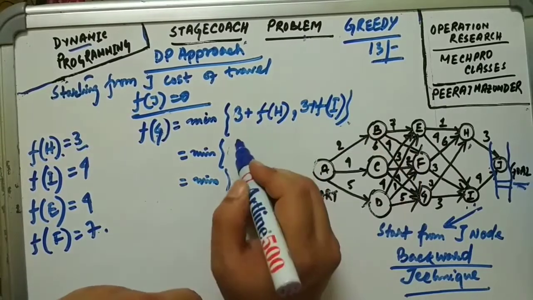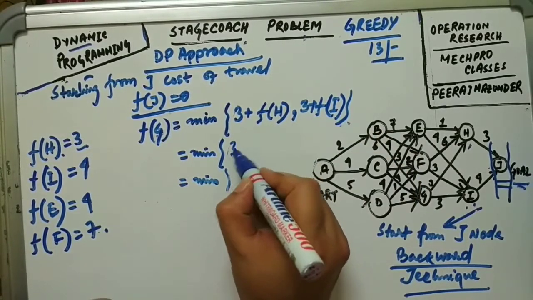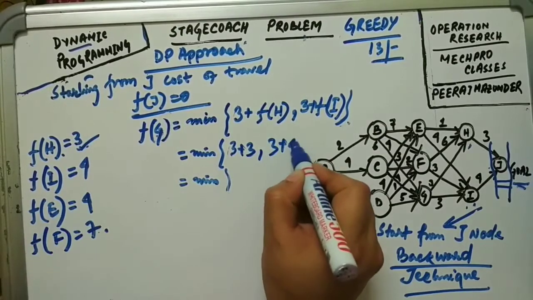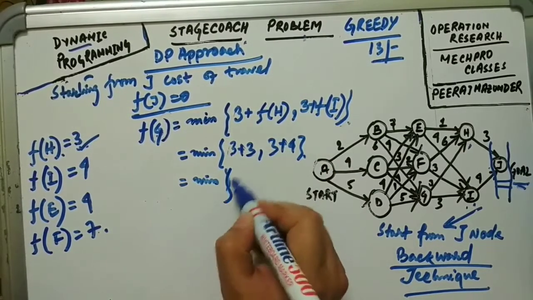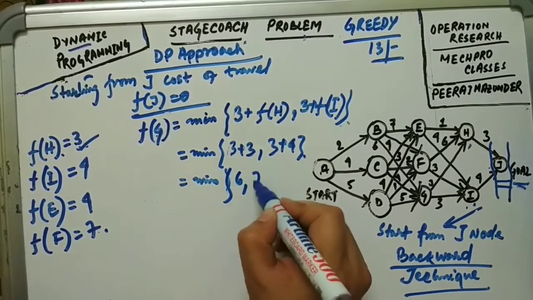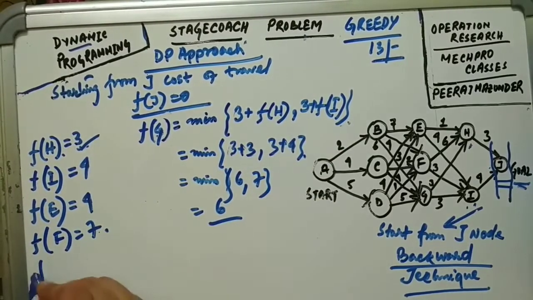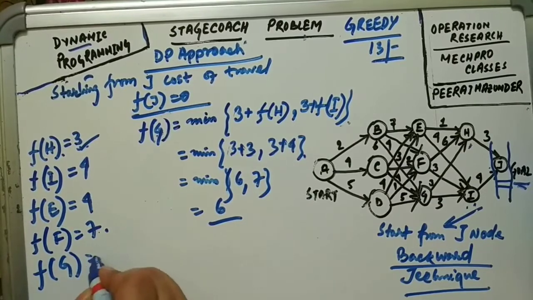So it will give you how much? 3 plus 3, and 3 plus 4 as well. So it will be 3 plus 3, 6, and 7 as well, which will be coming out to be 6. So you can write f of G as 6.